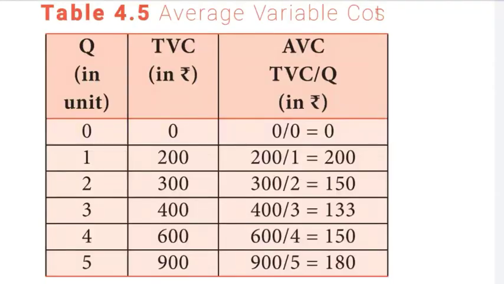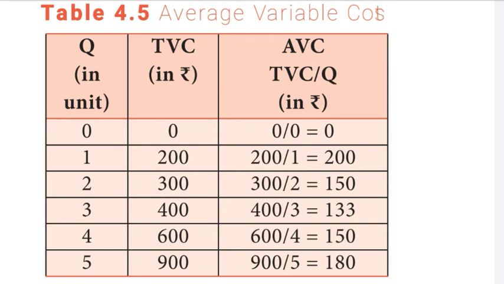Next, average variable cost. Average variable cost is the variable cost per unit of output. It is the total variable cost divided by the number of units of output produced. AVC equals TVC by Q, where AVC is average variable cost, TVC is total variable cost, and Q is the number of units of output produced. The average variable cost curve is U-shaped.